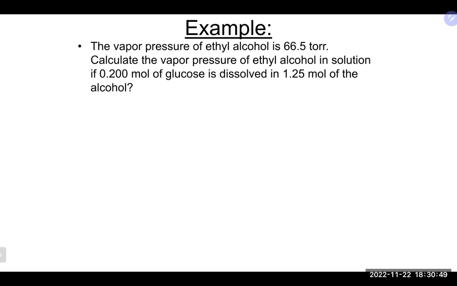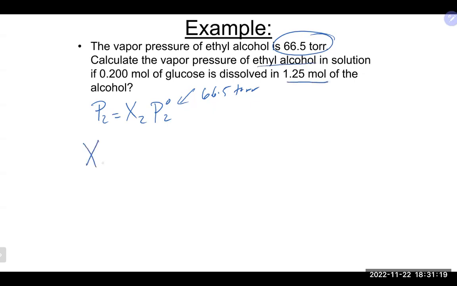Okay, so we're going to use our equation, which is the vapor pressure of our solution that has stuff dissolved in it, equals the mole fraction times the vapor pressure of the pure substance with nothing dissolved in it. So that would be our 66.5 torr. That's our vapor pressure of pure ethyl alcohol. We're looking for ethyl alcohol here. So that is the mole fraction that we want to calculate.